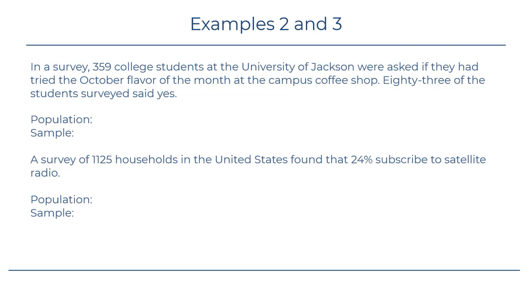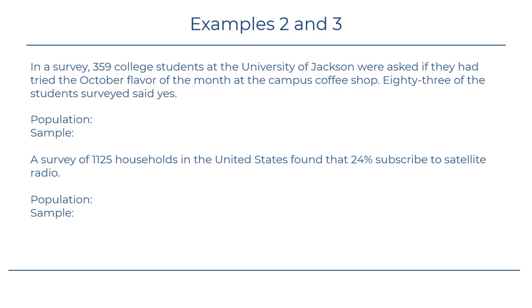Here are two more examples for you to try. I would like you to read each statement, then determine the population and the sample. When you're ready to proceed, press play to see how you did. For example 2, in a survey, 359 college students at the University of Jackson were asked if they had tried the October flavor of the month at the campus coffee shop. 83 of the students surveyed said yes.